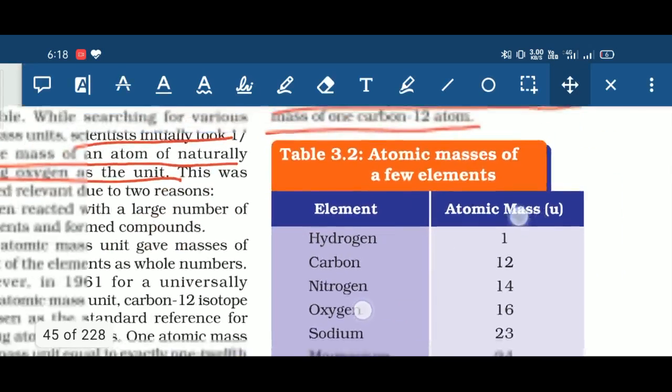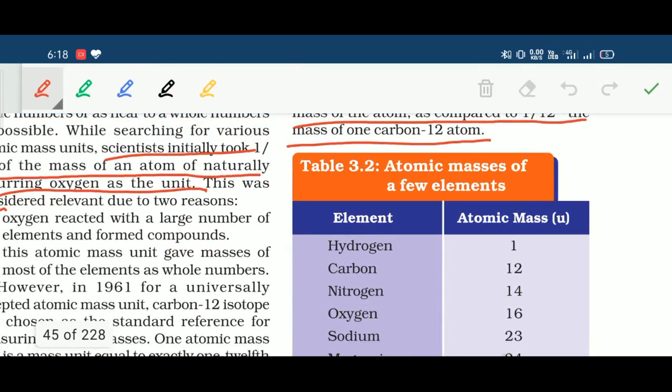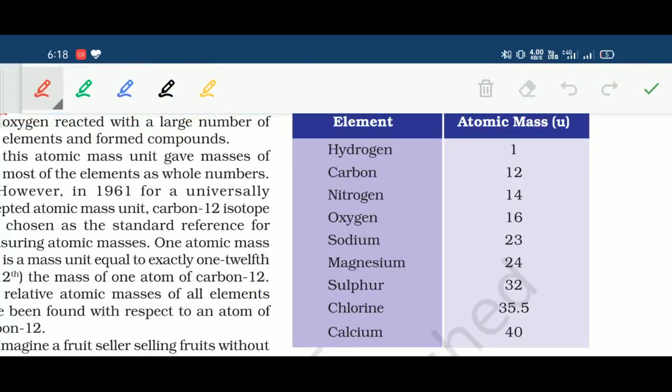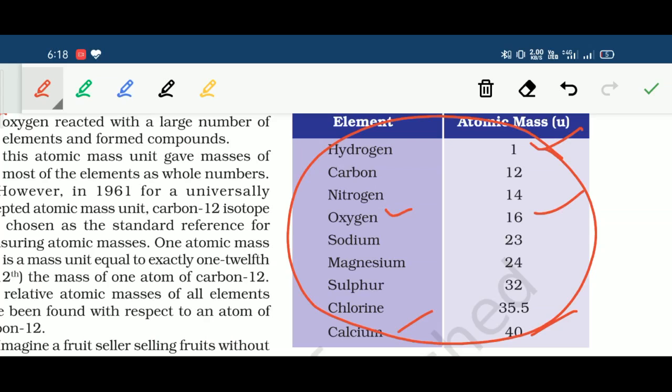Table 3.2 represents atomic masses of some important elements. For example, the atomic mass of hydrogen is 1 U, oxygen is 16 U, calcium is 40 U. Students, you have to learn this table because you have to use atomic masses for calculating molecular masses or formula unit masses.